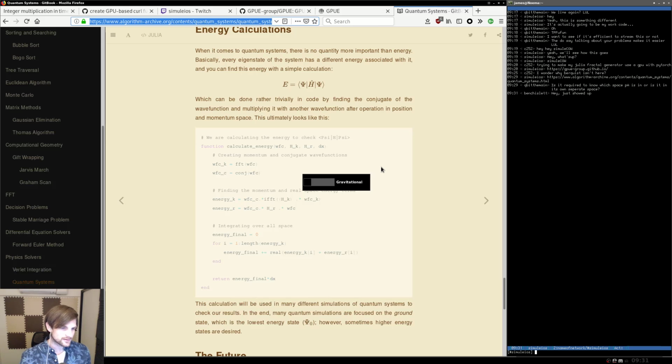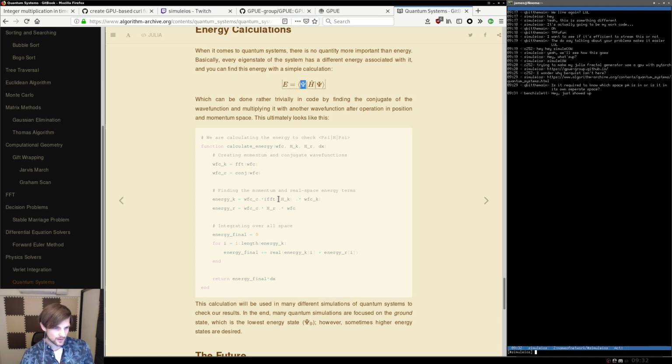So the energy calculation, like I was saying before, is done in a rather straightforward way. We take the energy in momentum space, which is a wave function conjugate. Again, that's what this term over here means, times the IFFT of a multiplication of these guys. So we multiply this guy into momentum space, or we transform this guy into momentum space. Then we multiply by the Hamiltonian, and then we transform back and multiply by the wave function conjugate.